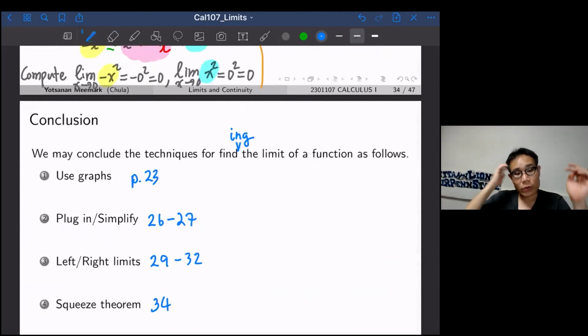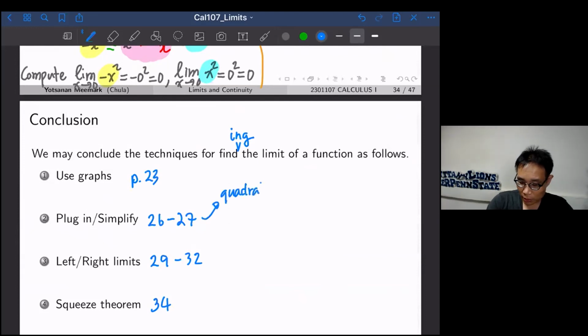So this one is the conclusion that we did find the limit in 4 different ways. The first one is using a graph, the second one is to plug in and simplify. The plug in and simplify is going to be quadratic, and you have the square root of a minus b multiplied by the square root of a plus b equal to a minus b, which allows you to simplify square roots.